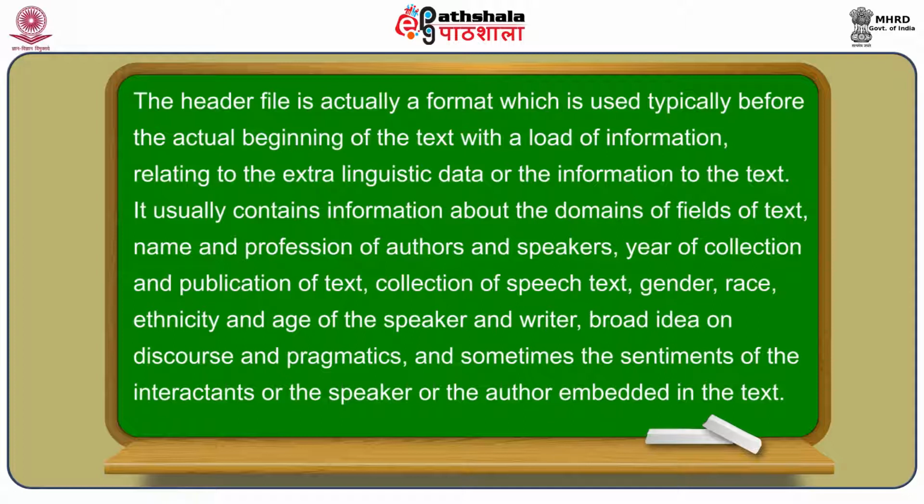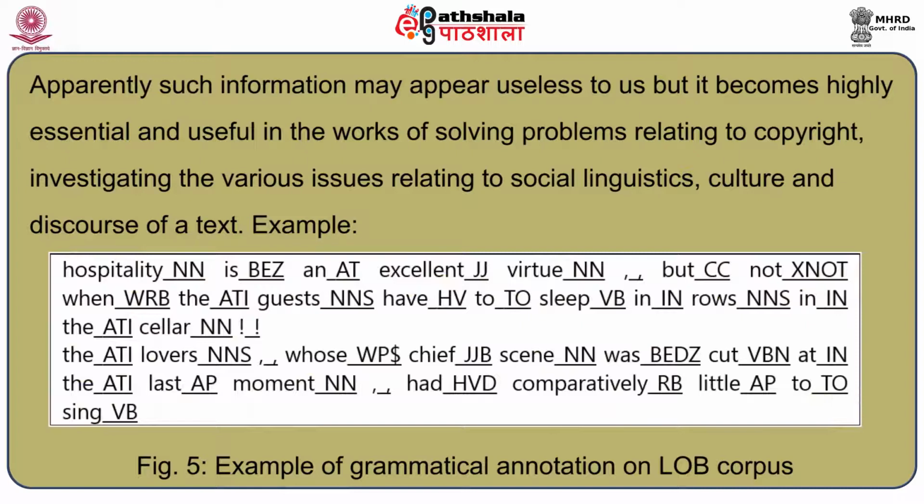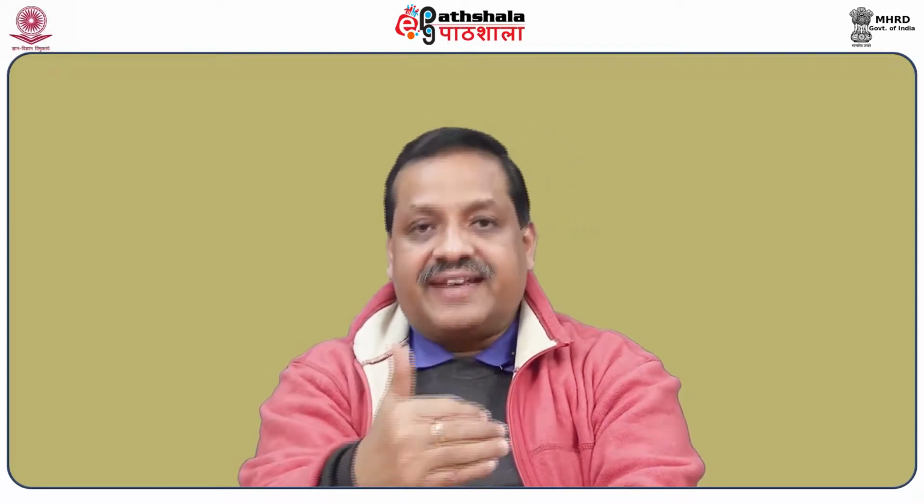Apparently, such information may appear useless to us, but it becomes highly essential and useful in solving problems relating to copyright, as well as investigating the various issues relating to sociolinguistics, culture, and discourse of a text. We have some examples here to show how text can be annotated at different levels. This annotation scheme we have discussed so far is actually related to written texts.